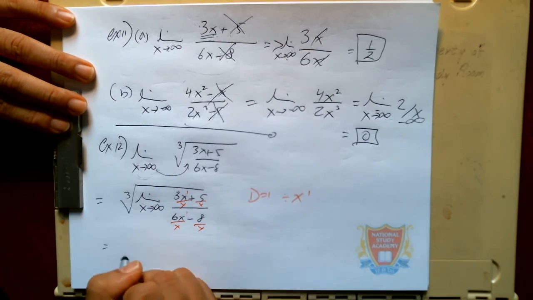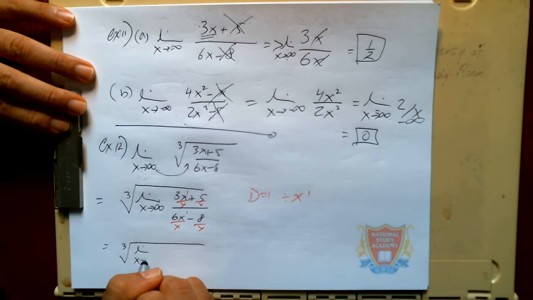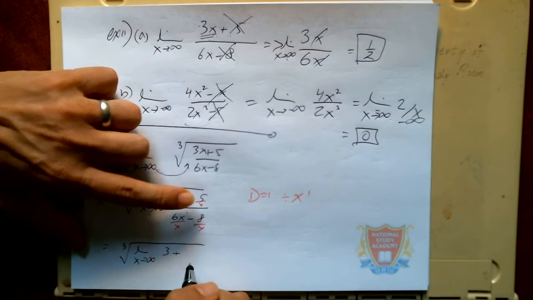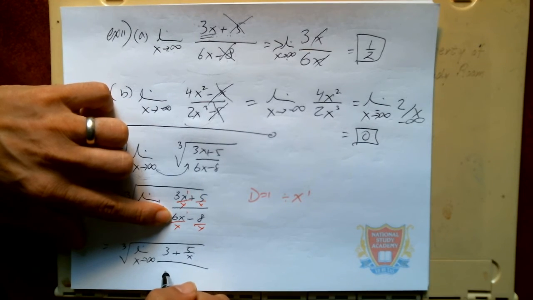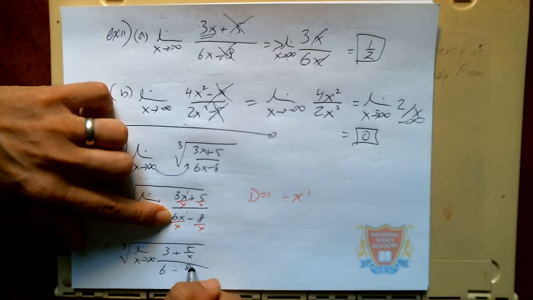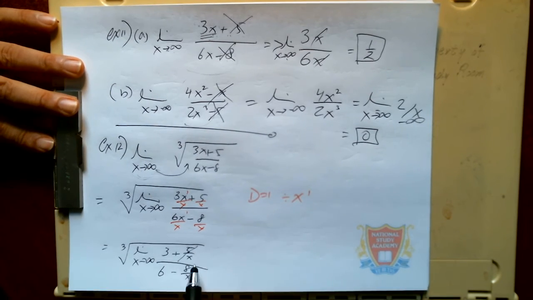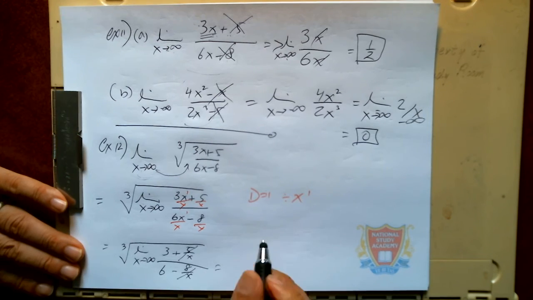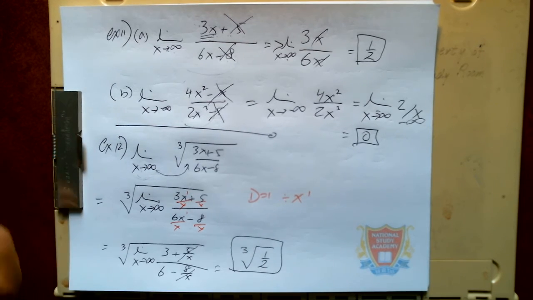So let's just rewrite it. Cube root of the limit as x approaches infinity of 3x over x is 3 plus 5 over x, all over 6x over x is 6 minus 8 over x. And you notice that this portion goes away to 0. This portion goes away to 0 as well. You end with the cube root of 3 sixths, which is 1/2. And that's your final answer.